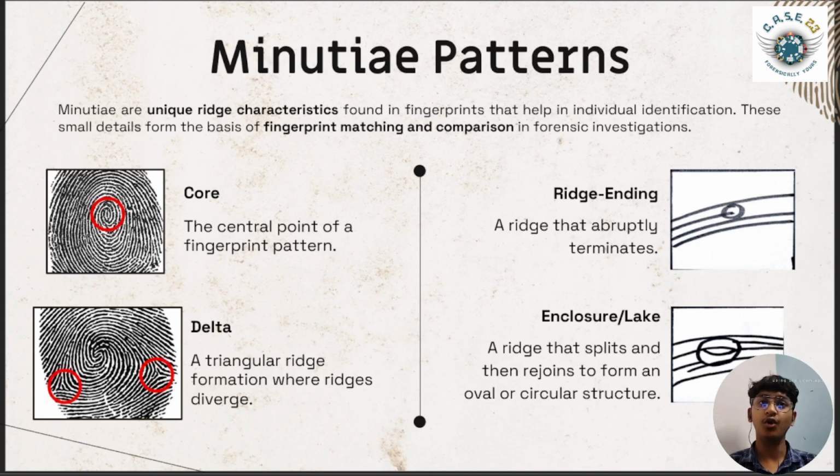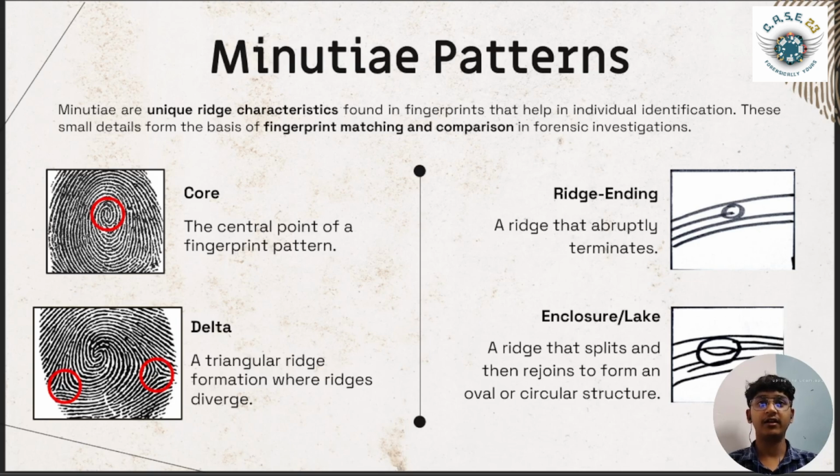First one is core. This is the central part of the fingerprint, especially in loops and whorls. It's like the heart of the pattern and is used as a reference for classification. Then there is the delta. This is the triangular shaped ridge pattern usually found in loop and whorl fingerprints. It looks like the Greek letter delta and serves as an important reference point in fingerprint classification.